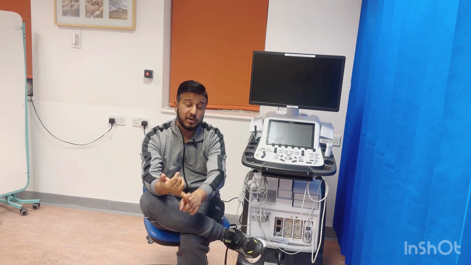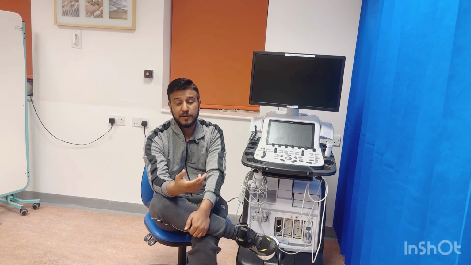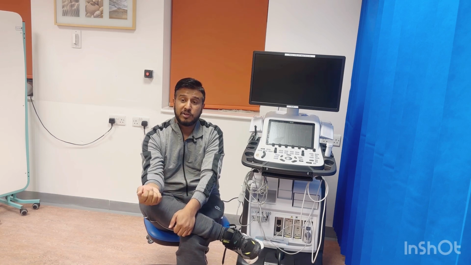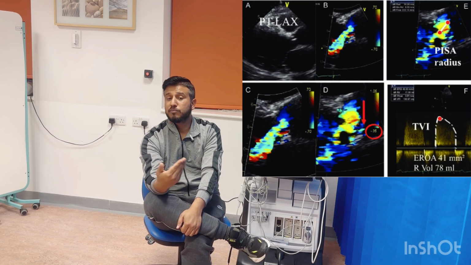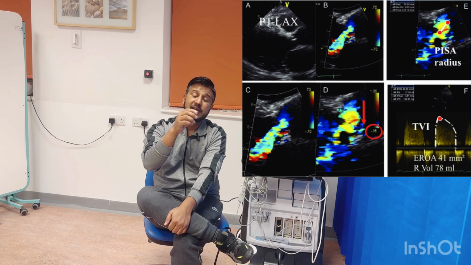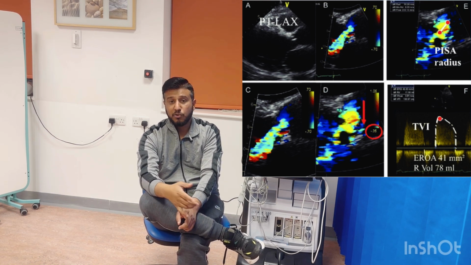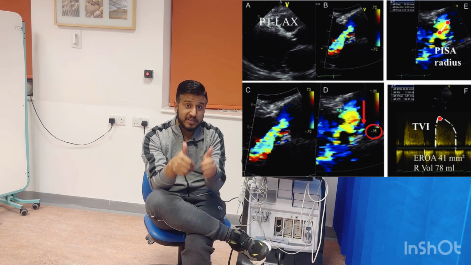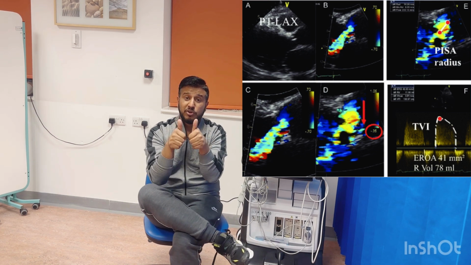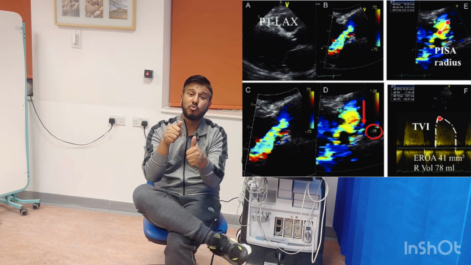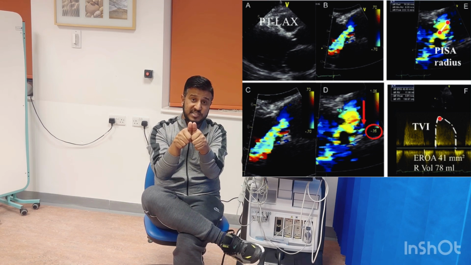So the next way to quantify aortic regurgitation is the PISA method. You know how to do the PISA method. Just get the PISA radius first. How will you get the PISA radius? Remember the rule of thumb I told you. You need to shift your baseline towards where your regurgitant jet is going.